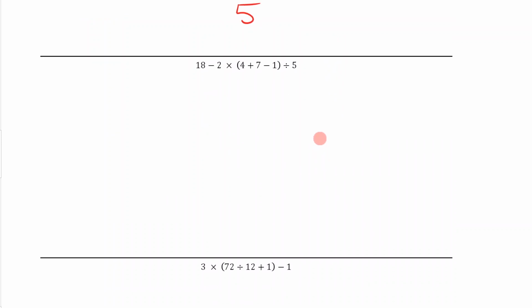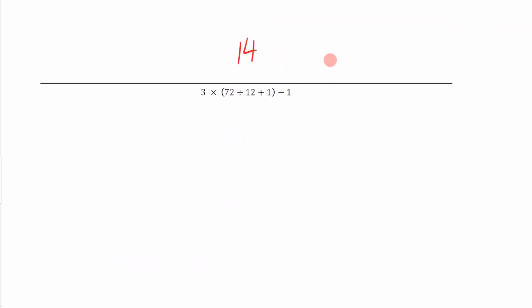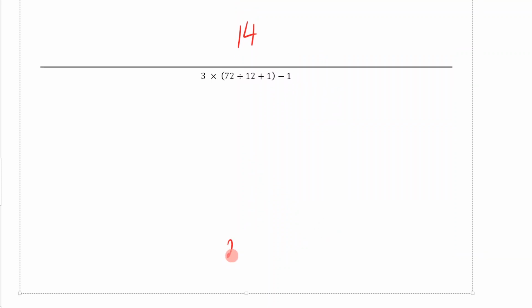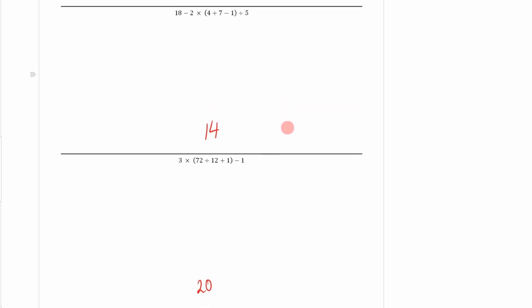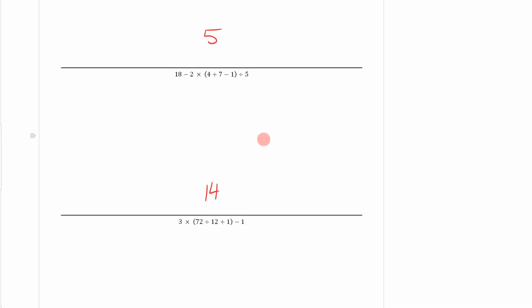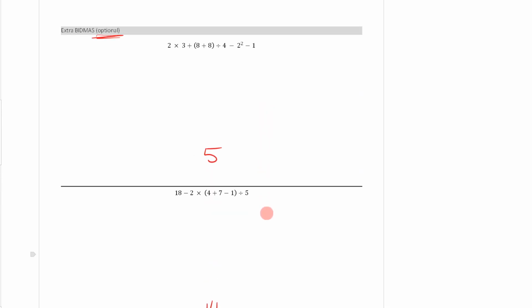For this one, it will be 14. So the final answer is 14. And then for this one, it's going to be 20. So again, I'm just giving you the answers. Maybe you would like to see if you can get the working to get to that answer. And this is just purely optional.